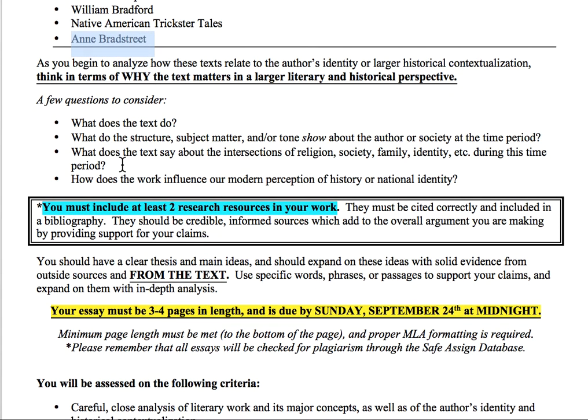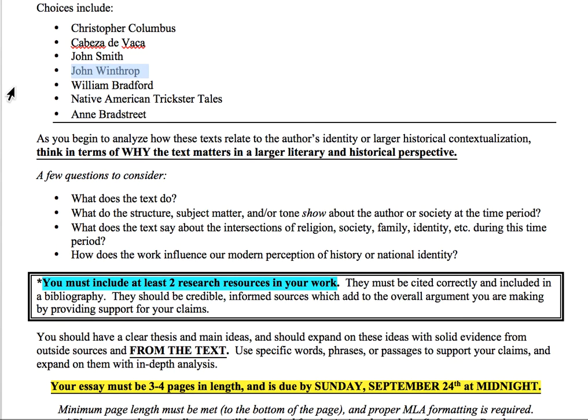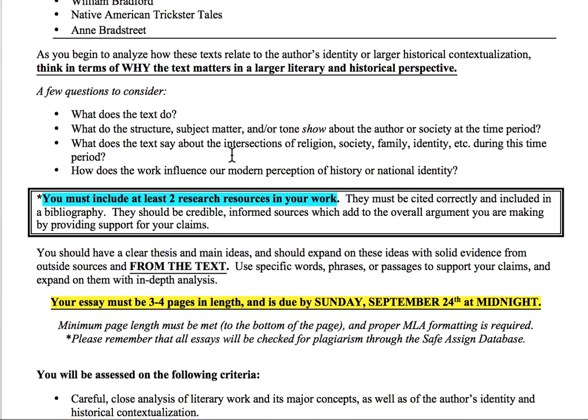What does the text say about the interactions between religion, society, family, identity, etc. during this time period? So what does Winthrop's text have to say about the role of the family, or about the role of society, or the role of women and men in society, or religion and politics? What does that have to say? How did it create this movement that changed and shaped America? How does the work influence our modern perception of history or national identity?